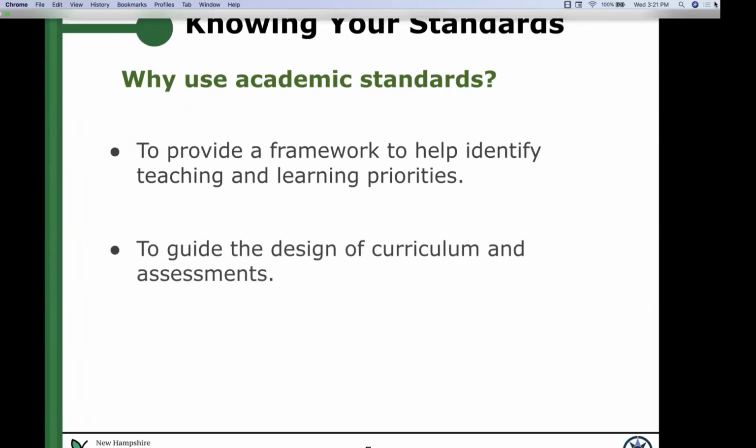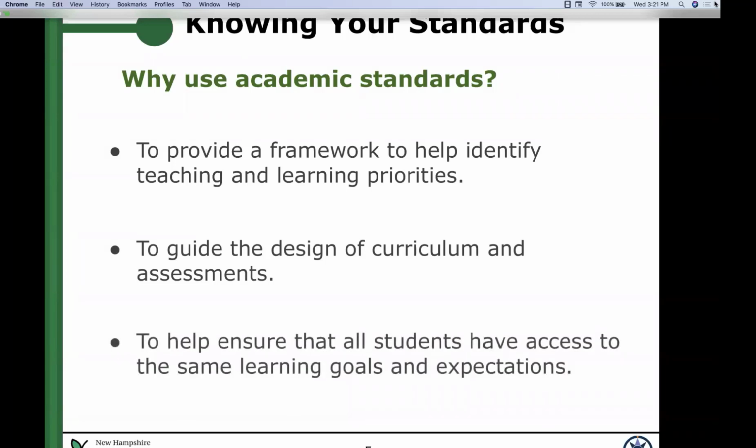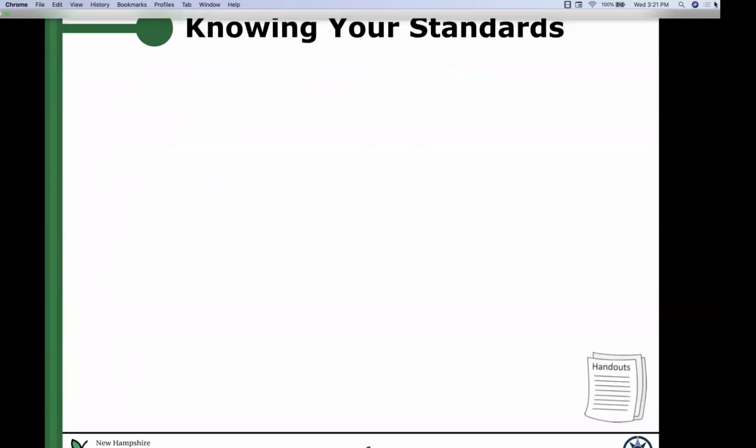They all sort of go back and really point to what standards you're supposed to cover for your particular grade level. And then they help you ensure that all students have access to the same learning goals and expectations, right? So we can't just willy-nilly go off on our own and say, well, we feel like teaching this today, right? Our standards are what guide everything and all of our expectations for our students.